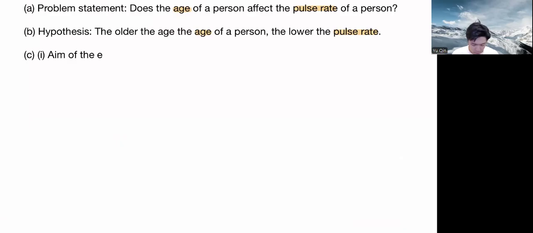Aim of the experiment. Okay, so the way to start off is always like that: to study, or to investigate, or to find out. Usually I'm just going to stick with the same mode, to study, all the time. Okay, good. So to study what?